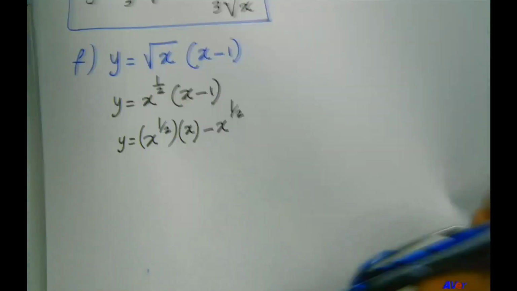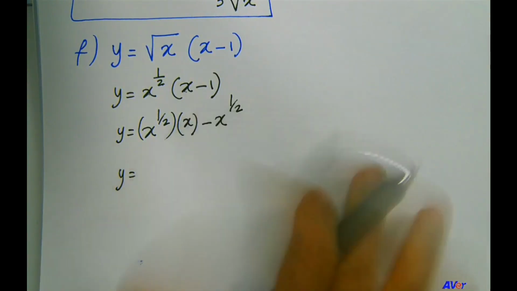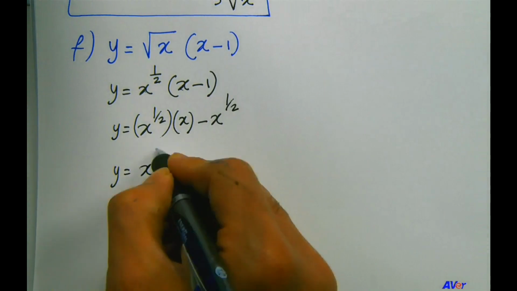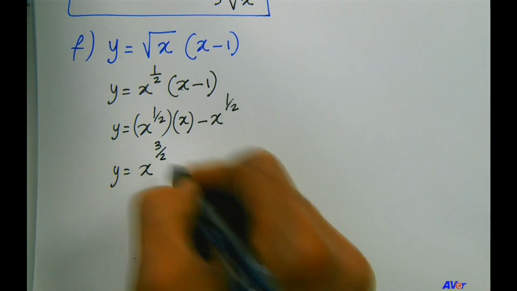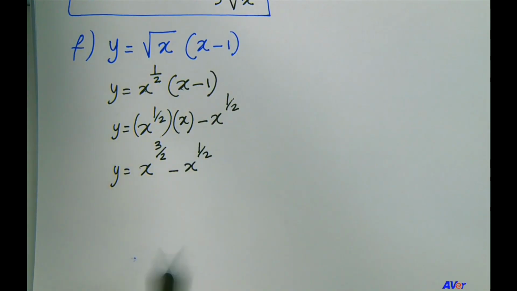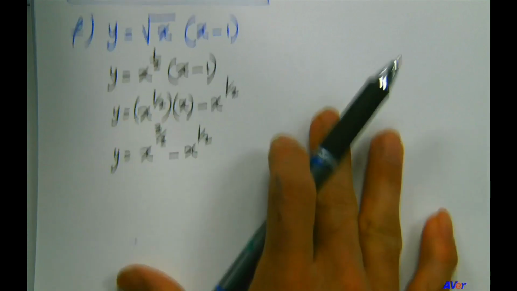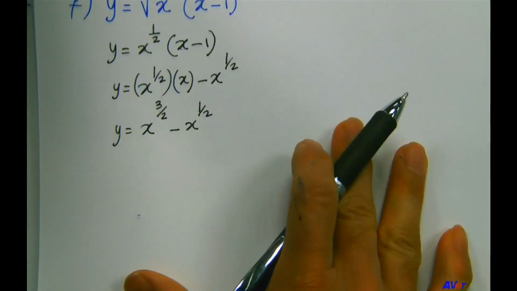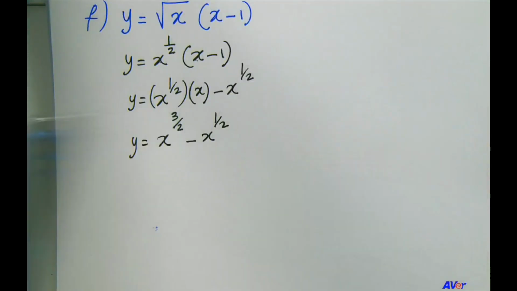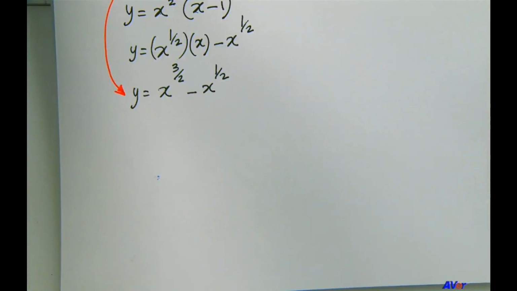Let me move this up a little bit. The power of this x is 1. The power of this one is 1/2. 1 plus 1/2 is 3/2. So we have x to the 3/2 power minus x to the 1/2 power. Now that we've distributed this, we can take the derivative more easily. This is the transition, and now let's find the derivative.